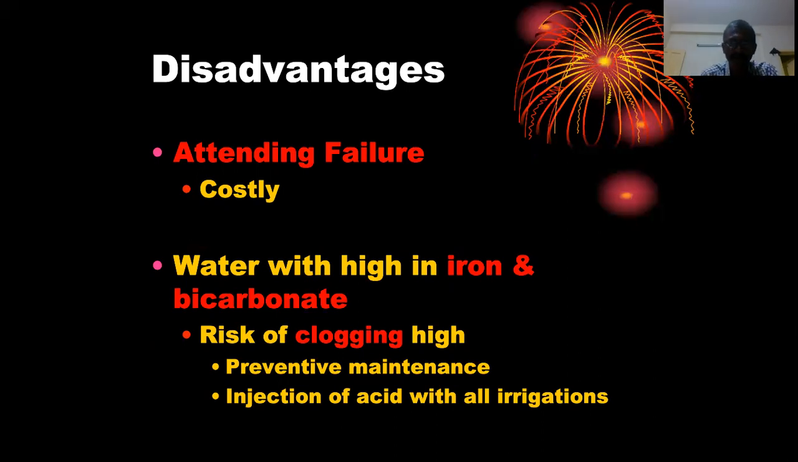It is also costly, and with high salty water, if it has iron, bicarbonates, and calcium and magnesium salts and all, the risk of clogging is very, very high. So, in such kind of situations, if subsurface drip irrigation is used, one should opt for preventive maintenance, and injection of acid with all irrigations can also be done. So, a better management practice should be adopted when subsurface drip irrigation is used with saline water.